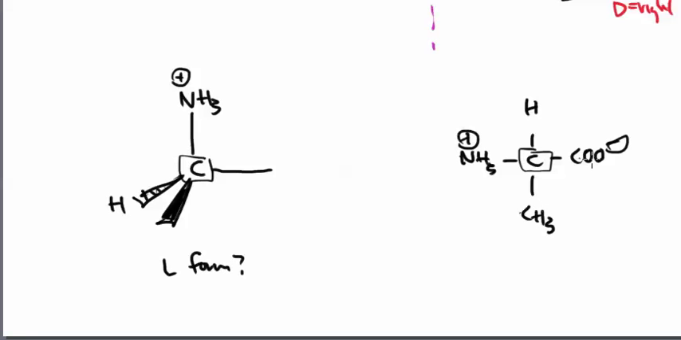Well, I want to make sure that I do the L form. So this needs to turn left-handed for me. I need this kind of rotation. So that means what's next in line should be my COO minus group. And then what's next in line is finally my R group, which is, in this case, a CH3. So this is the perspective formula of L-alanine.